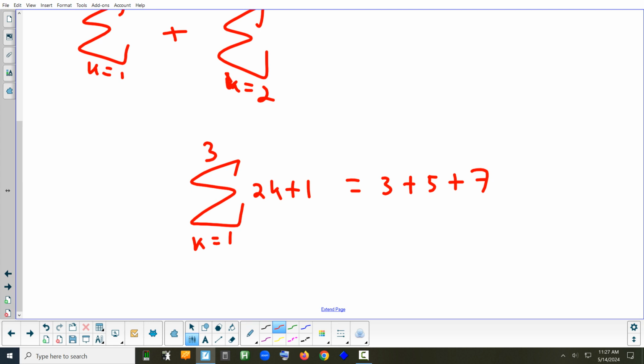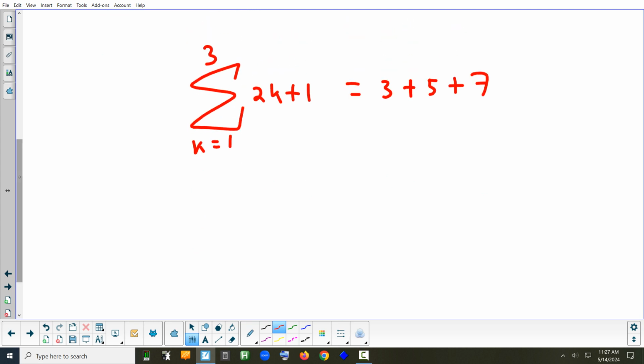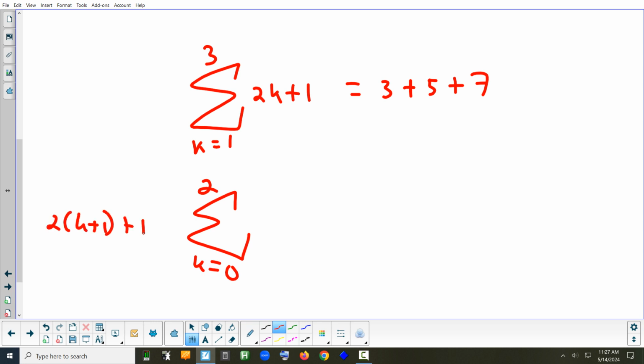Okay. Now, watch this. Let's do k equals 0. So I bump that down 1. So I need to bump that down 1. And I need to bump that up 1. So 2k plus 1, so 2k plus 3. Okay. Watch what happens here. Plug in 0. What do you get when you plug in 0?